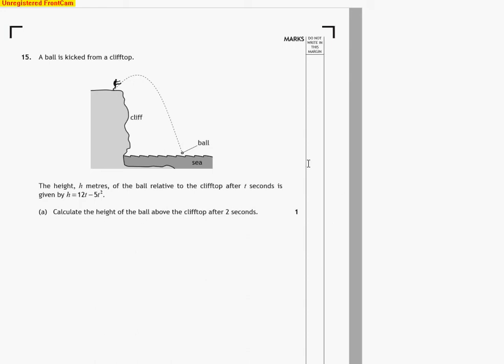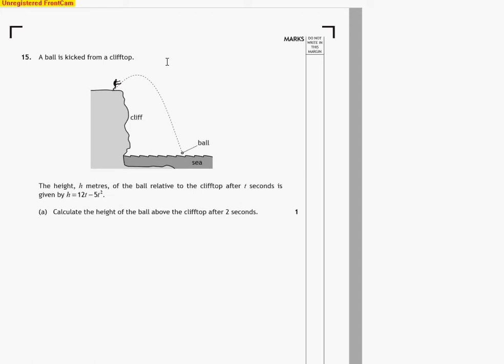Okay, and the last question of the non-calculator paper. Okay, a ball is kicked from a cliff top. Quite exciting looking kick there, a lot of effort. The height h meters of the ball relative to the cliff top after t seconds is given by this formula. Calculate the height of the ball after 2 seconds.